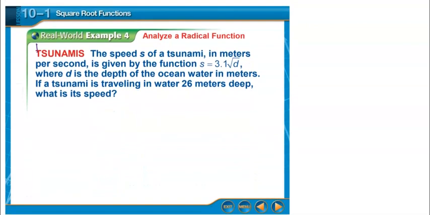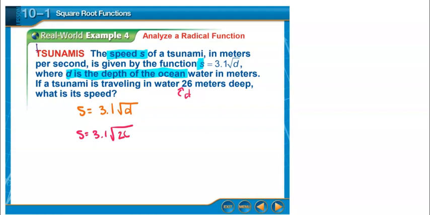All right, the word problem. This one is just as simple as identifying where everything goes. So the speed s of a tsunami in meters per second is given by the function where d is the depth of the ocean in meters. So if a tsunami is traveling in water 26 meters deep, so that's going to be our d. What is its speed? So speed equals 3.1 times the square root of 26.